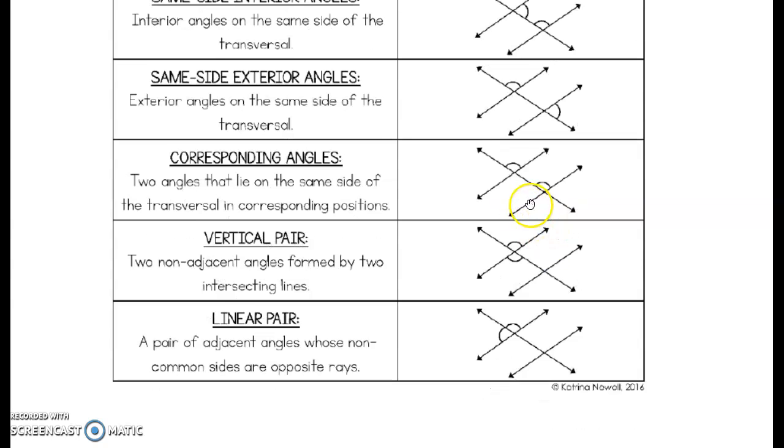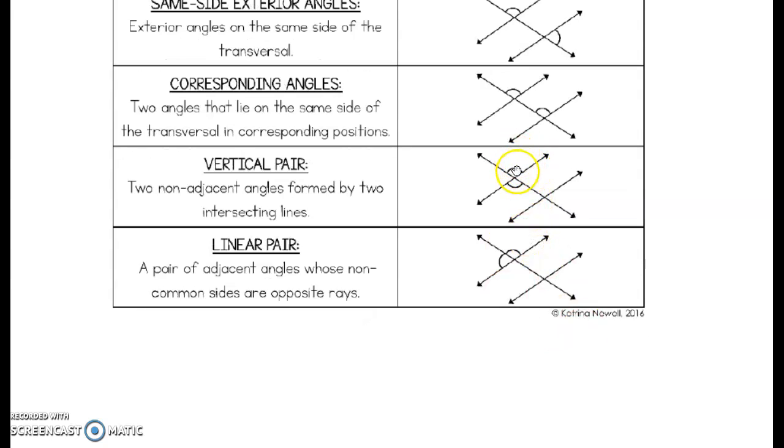Okay. Then we have two words that we learned a while ago, but they still pop up sometimes in what we're doing now. So first of all, you have vertical pair or vertical angles. They're across from each other in the x. Remember, they're congruent. Then you have a linear pair, so two angles that are next to each other on a line. Remember, they are supplementary because a line is just a 180-degree angle, so they add up to 180.